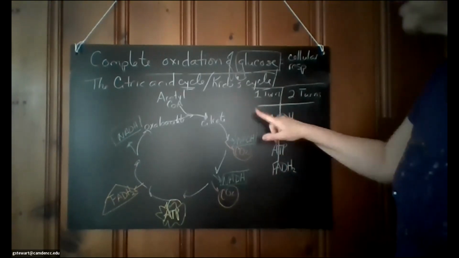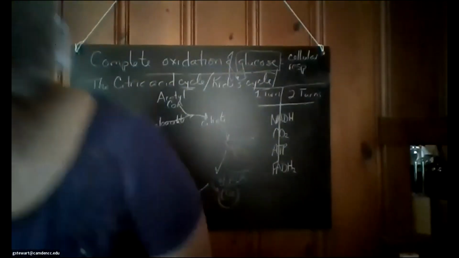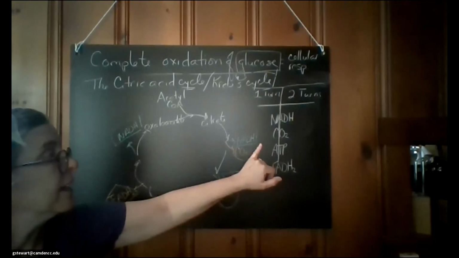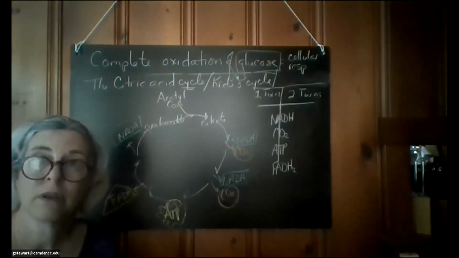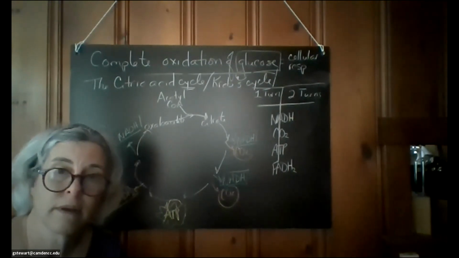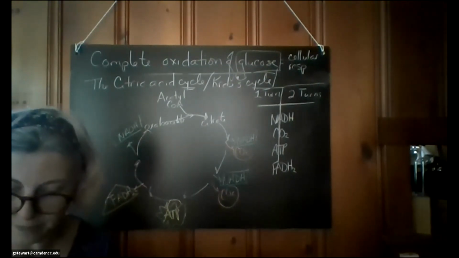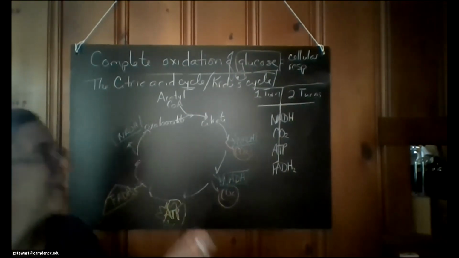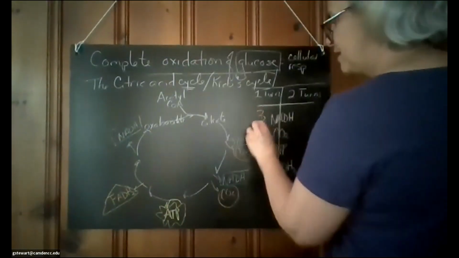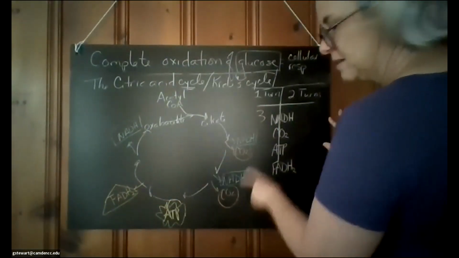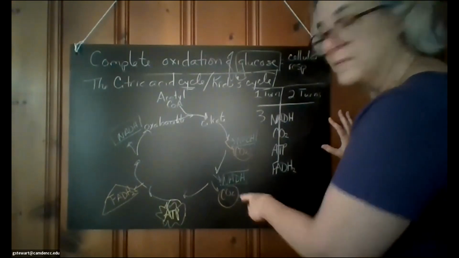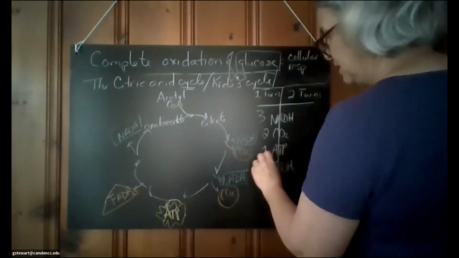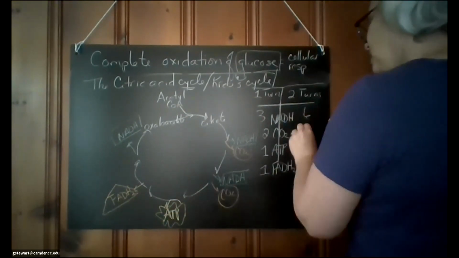If I go around the Krebs cycle one turn, I'm going to produce how many NADHs? Anybody? Somebody? Anybody? 2, 3, you're right. 3, sorry, my fault. Yep, I'm going to produce 3 if I go around one turn. How many carbon dioxides am I going to make? 2, 1 ATP, and 1 FADH2. If I go around twice, I'm going to double all those.